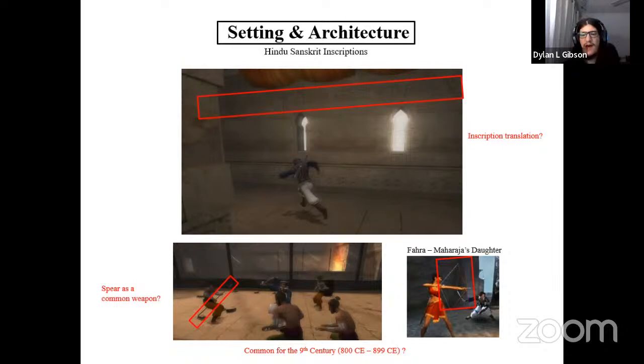And we also have one of the other side characters, Farah, and she has a bow. So the use of bows in ancient India is also kind of important, but you wouldn't necessarily see them with female archers. I can probably be corrected on that, but a lot of the literature and sources that I've seen say it's mainly reserved for males. But she gets the weapon in the game because she is the Maharaja's daughter. And there's an important relationship that develops between the prince and her.